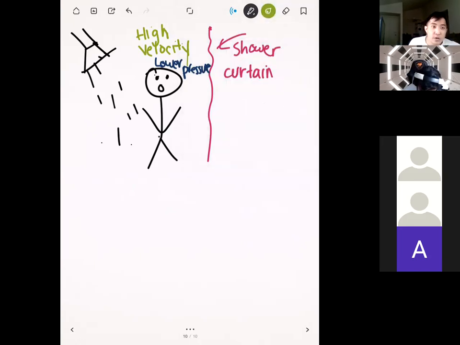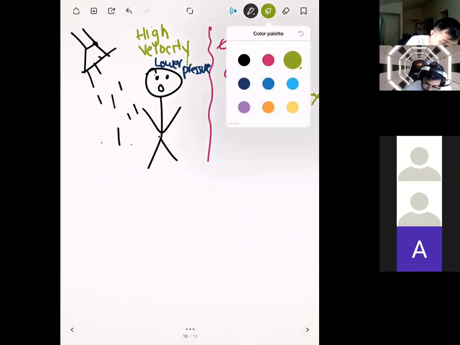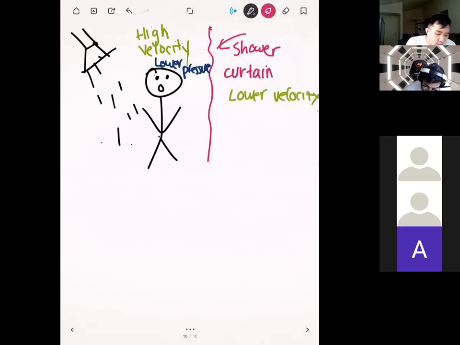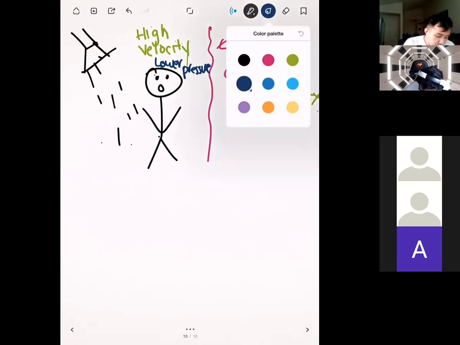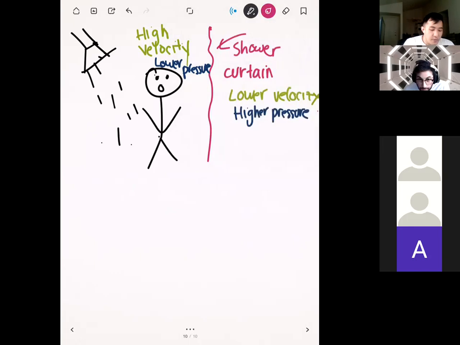But outside the shower curtain, you basically just have still air. So still air has no velocity, or relatively low velocity. Right? And we know that for lower velocities, what we have is higher pressures. And so since we have this imbalance of pressure, a higher pressure on the outside, what happens is that you have a net force that's basically pushing on your shower curtain going this way.